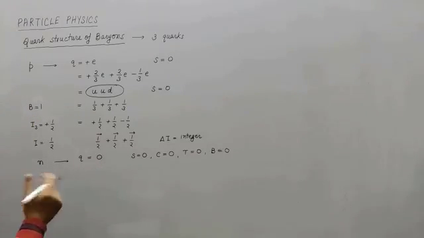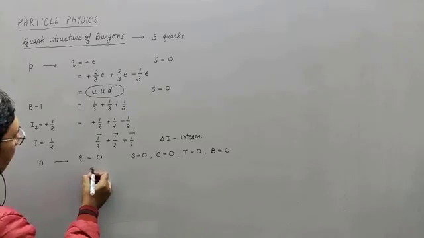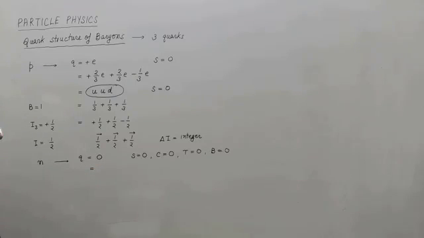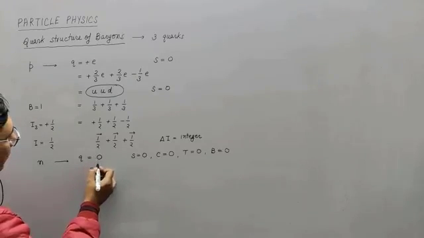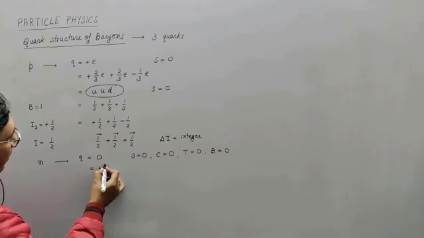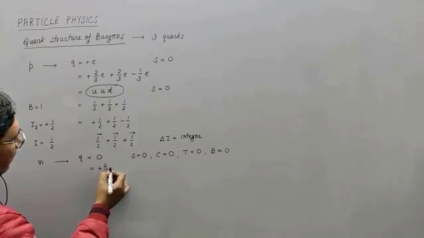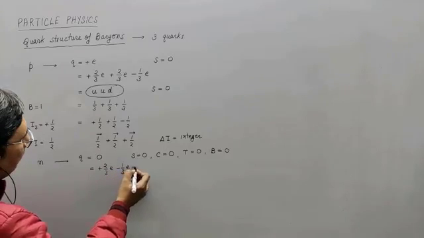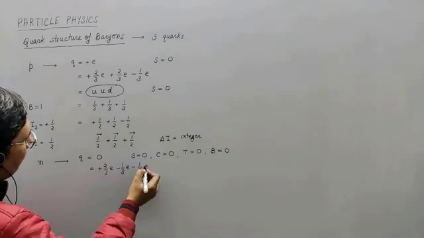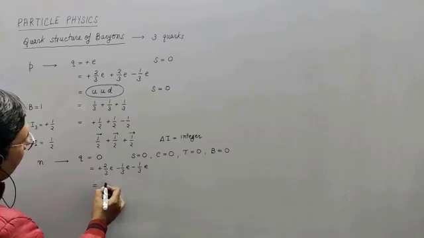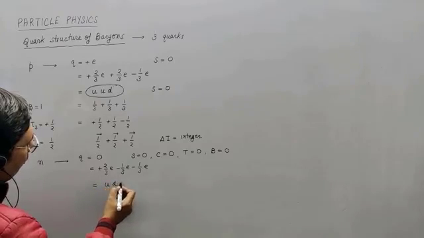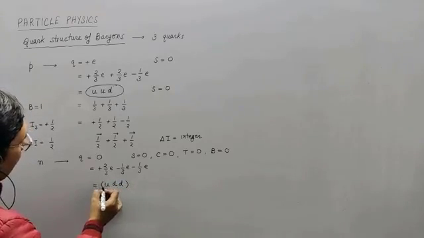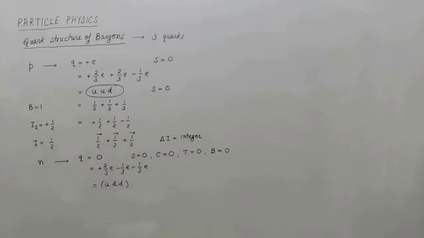So we have only 2 options, U and D. So how can you create this? By 3 quarks, this can be plus 2 by 3 e. This will be minus 1 by 3 e, minus 1 by 3 e. So this will be UDD. So UDD is the quark structure of the neutron.